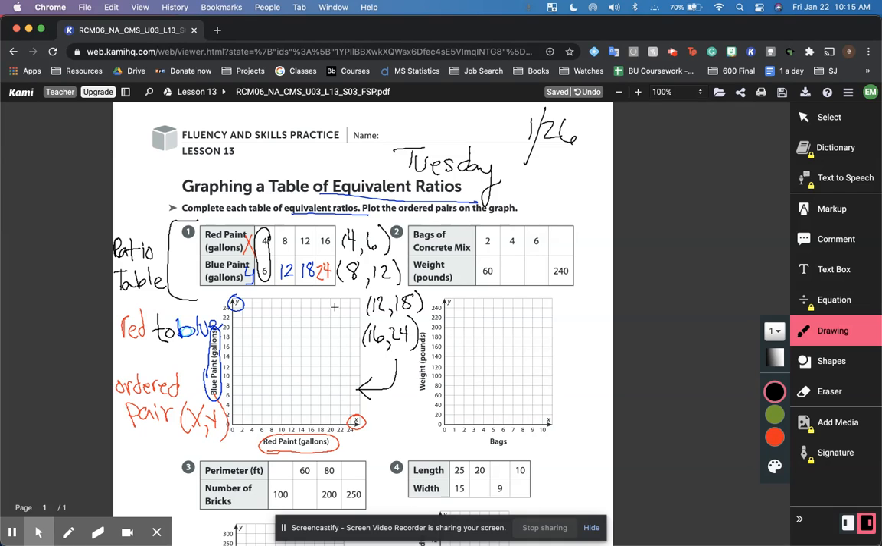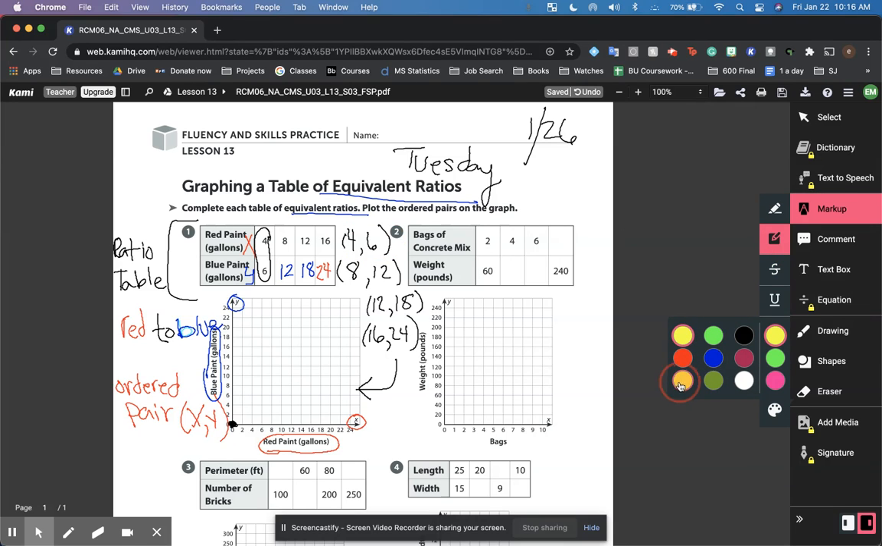So what am I going to do? I am going to start at 0. Remember, we always start at 0. And I'm going to do one pair at a time. So let's start just here. Let's start with just 4, 6. I'm going to highlight this for you.